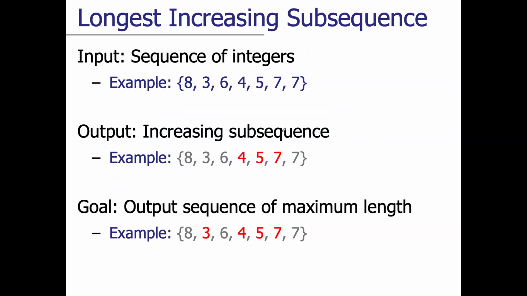For example, in this case, one example of the output would be the subsequence 4, 5, 7. We highlight it in red. Okay, these are the indexes of the increasing subsequence. You can see 4, 5 and 7 increase one by one. All right. And the goal for the longest increasing subsequence is to output a sequence with the maximum length. One of the possible results would be 3, 4, 5, and 7. All right. We highlight it in these colors here.